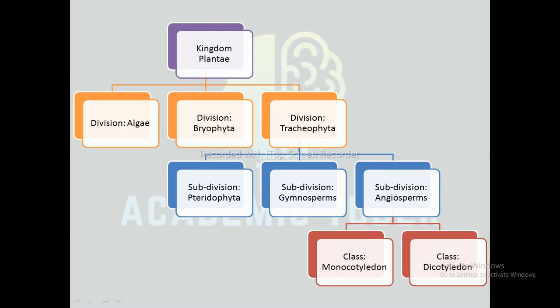So here is a tree diagram showing the classification of the plant kingdom. Kingdom Plantae is divided into three divisions: division Algae, division Bryophyta, and division Tracheophyta. Similarly, division Tracheophyta is divided into three subdivisions: subdivision Pteridophyta, subdivision Gymnosperm, and subdivision Angiosperm. Subdivision Angiosperm is again divided into two classes: class Monocotyledon and class Dicotyledon.